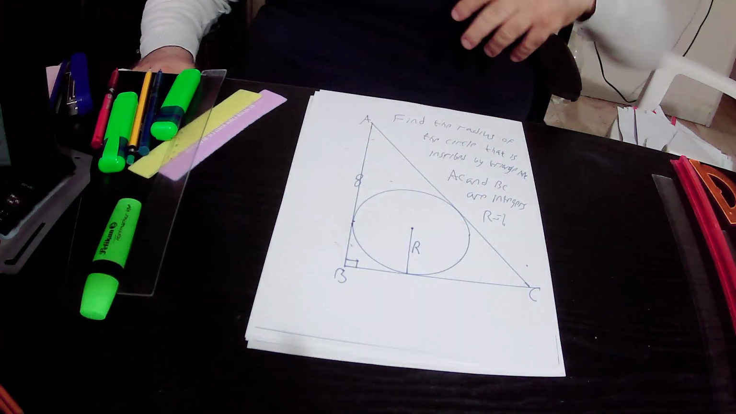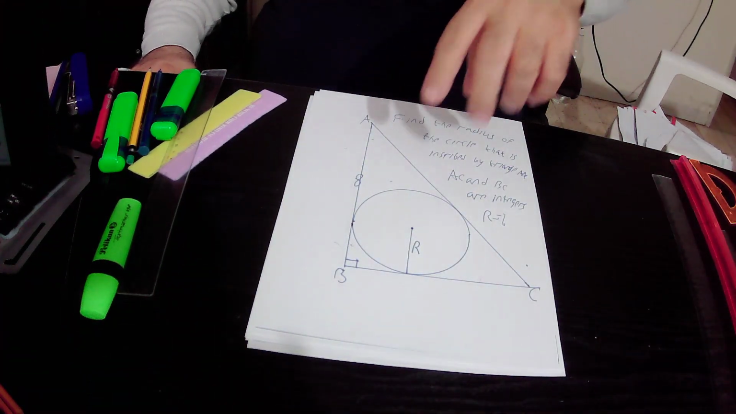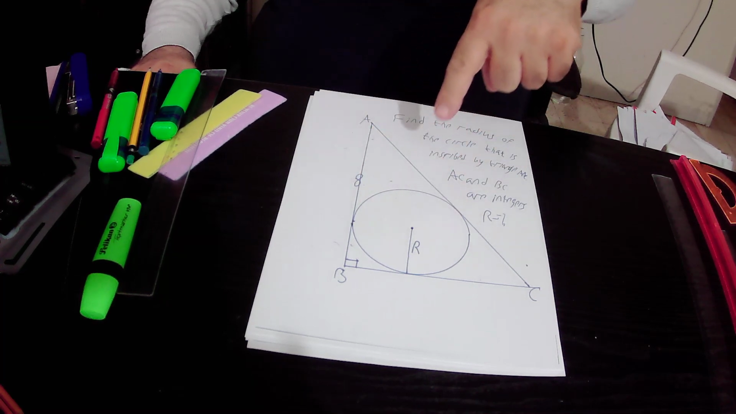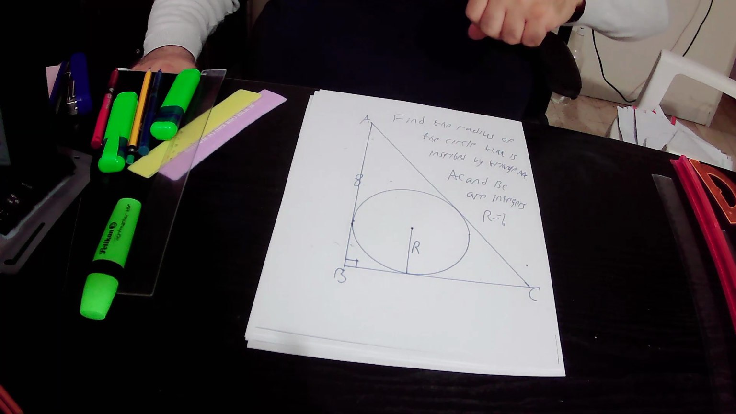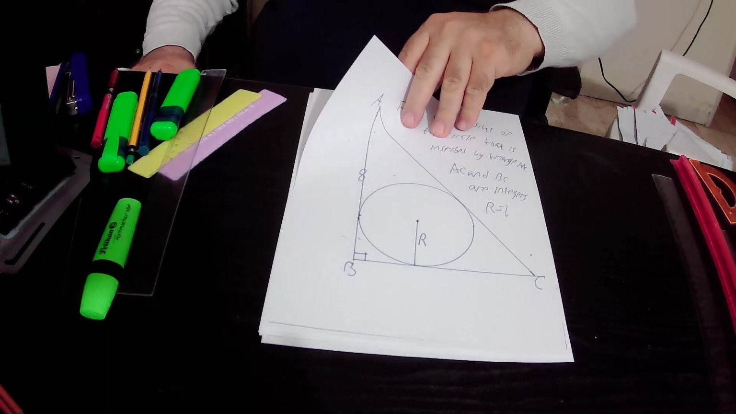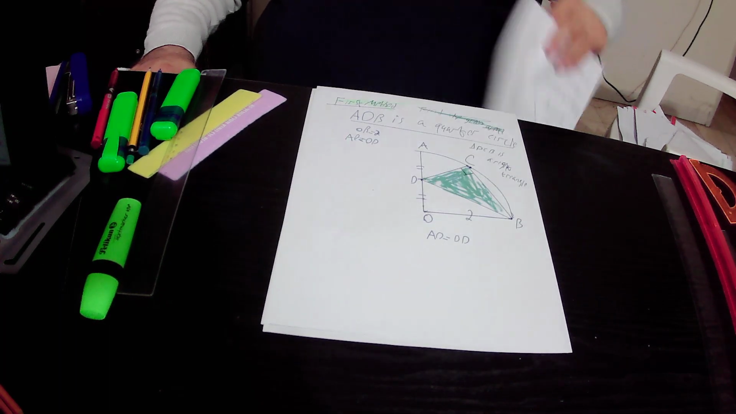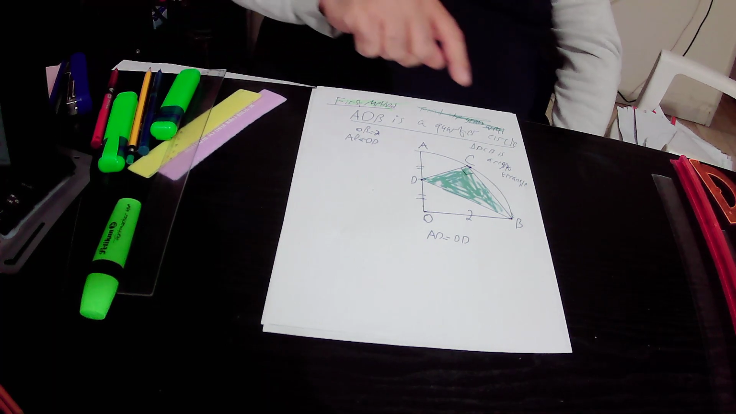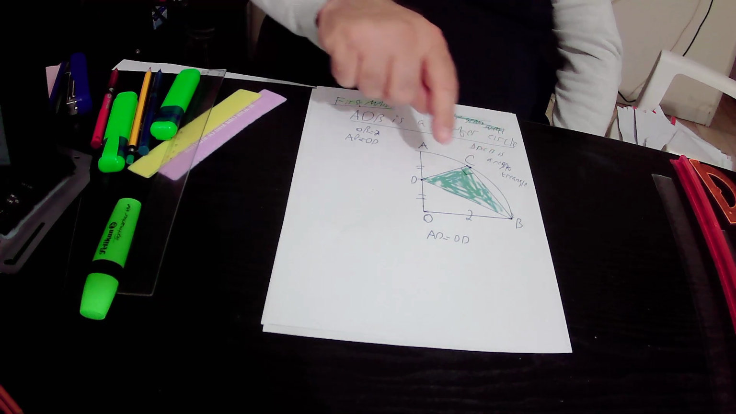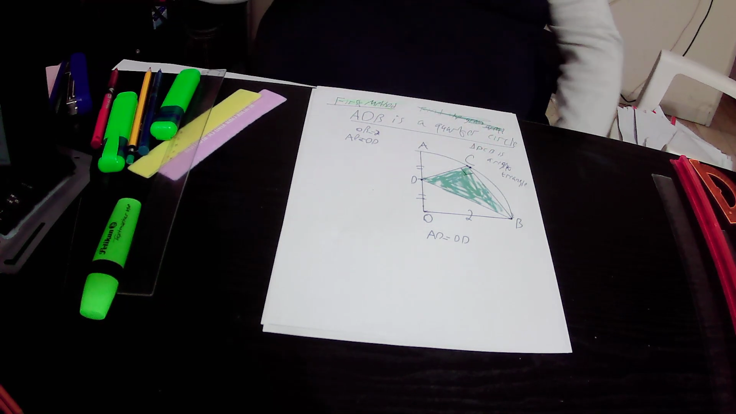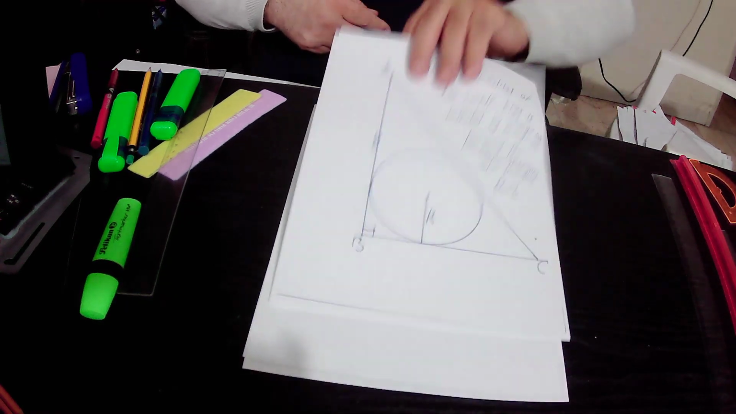Hello, in this lecture we'll answer two questions. In the first question, we'll find the radius of this circle that is inscribed in triangle ABC. And in the second question, we'll find the area of the blue triangle that is inscribed in the quarter circle. Okay, so we'll start with the first question.